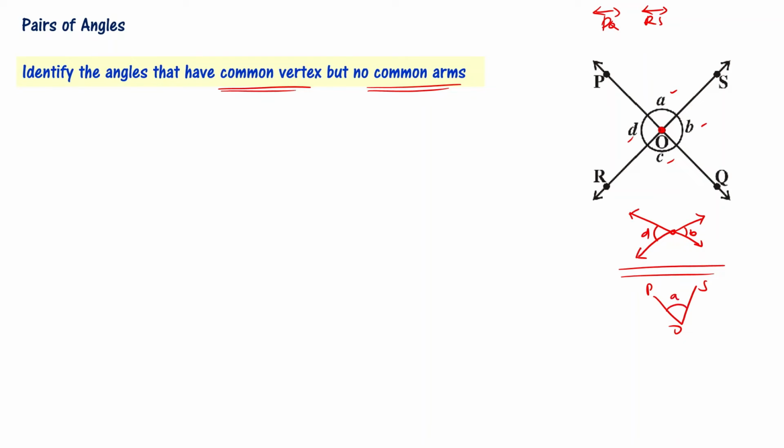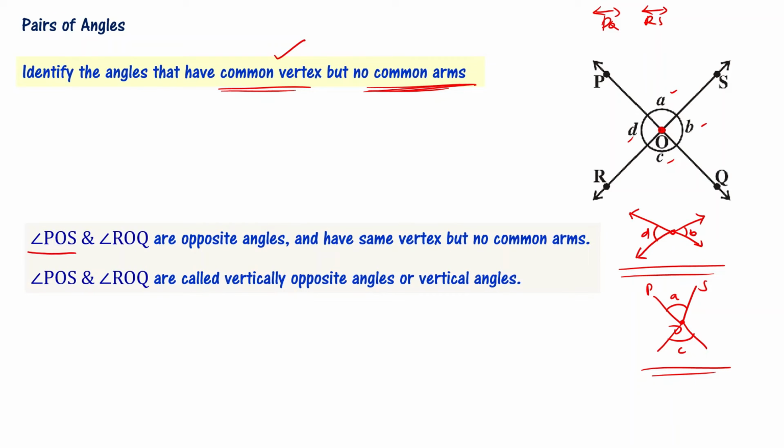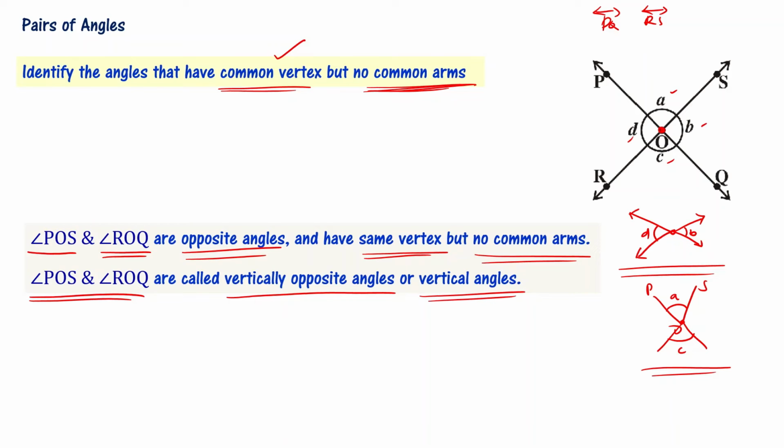this is angle A and this is angle C, right? These two angles are also having a common vertex but no common arms. Let us write that. If you observe this, angle POS and angle ROQ are opposite angles, and they have the same vertex but no common arms. For that reason you can say these two angles are vertically opposite angles or vertical angles. This is the definition of vertical angles.